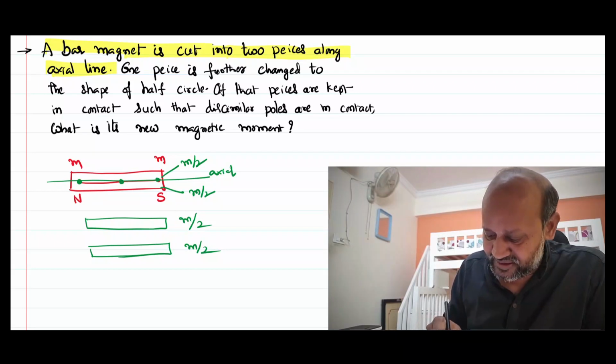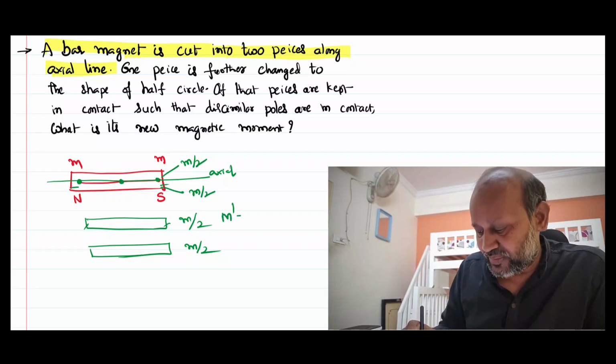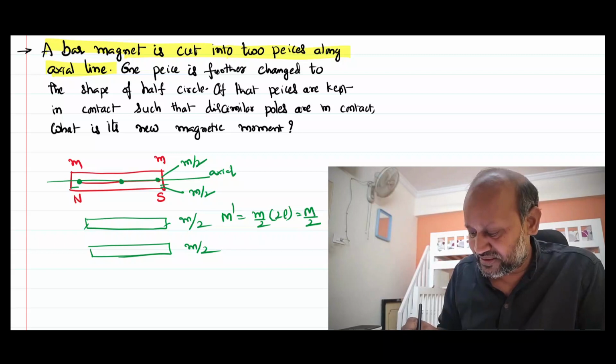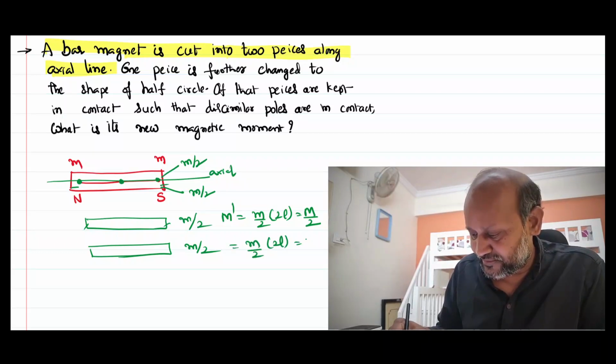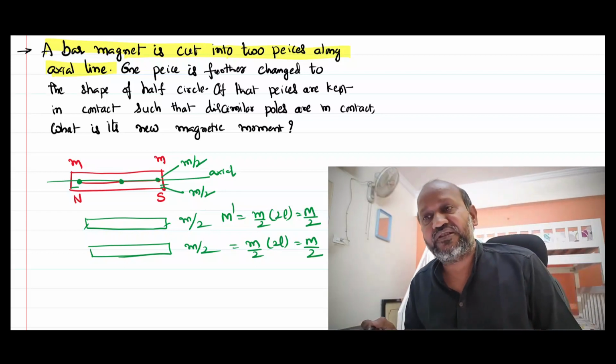You might have noticed the length remains the same. So what happens to the new magnetic moment? M dash of each piece: the pole strength has become half, but the length remained the same. So the magnetic moment of each piece is also M by 2, of length 2L. Each piece now has a magnetic moment of M by 2.